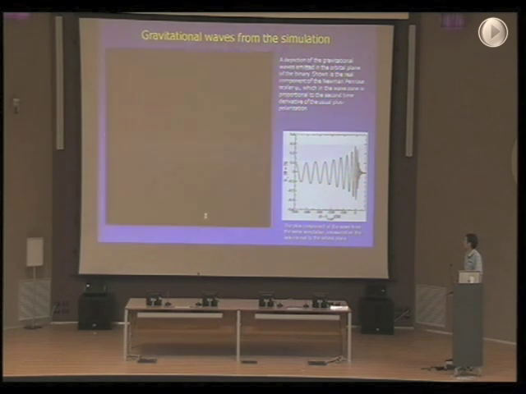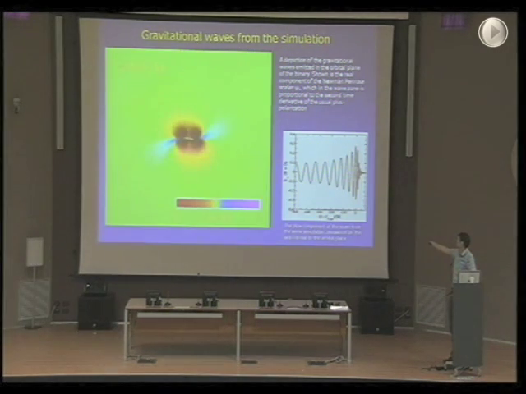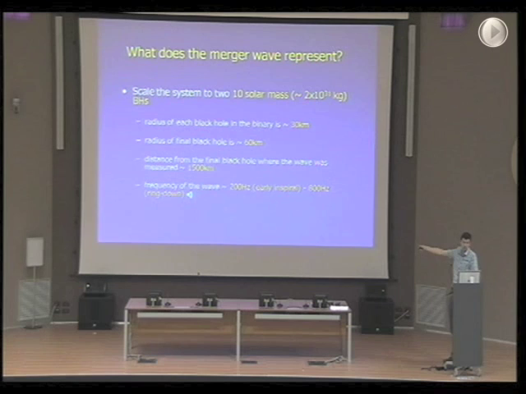Okay, so I think that's also quite interesting, just to put in real numbers. Again, as I mentioned, we can scale it to any physical mass that we want. So just to give you some idea of the numbers, let's scale this example to two 10 solar mass black holes. The spectral radius of each black hole is 30 kilometers. When they merge, they form a single black hole of 60 kilometers. Where I measured this wave is 1500 kilometers away from the source.